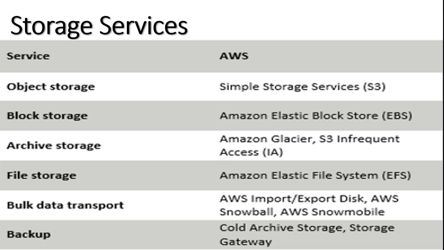Next we have backup, with cold archive storage and Storage Gateway. It is used to provide seamless integration with data security features between your on-prem software applications and software appliance and the AWS cloud.